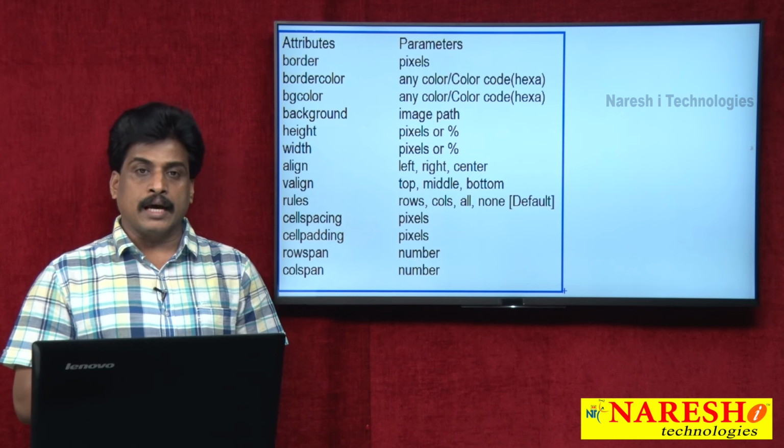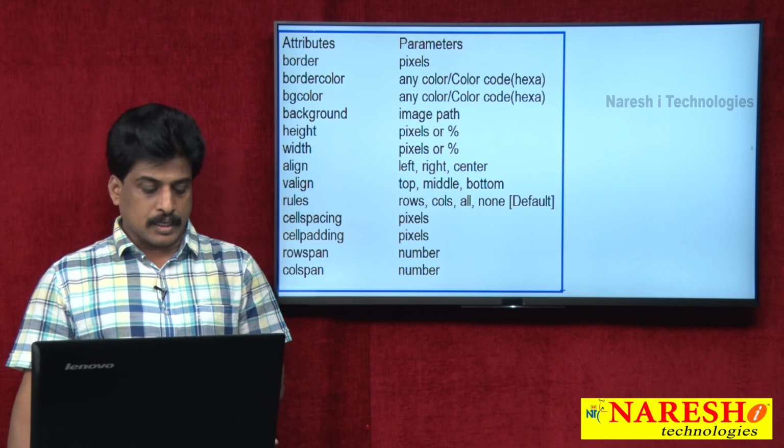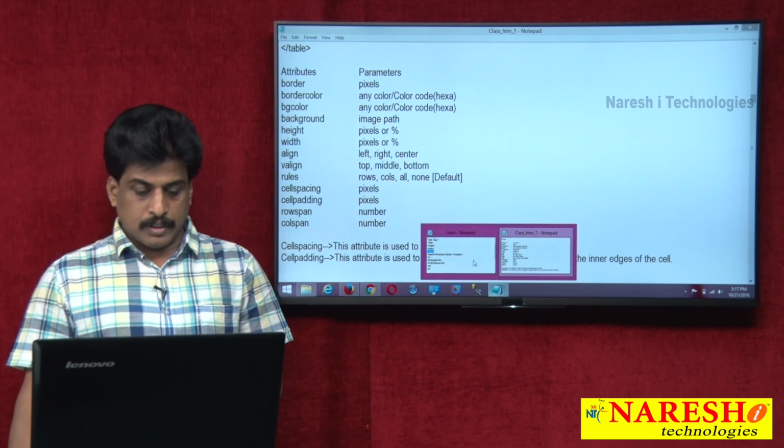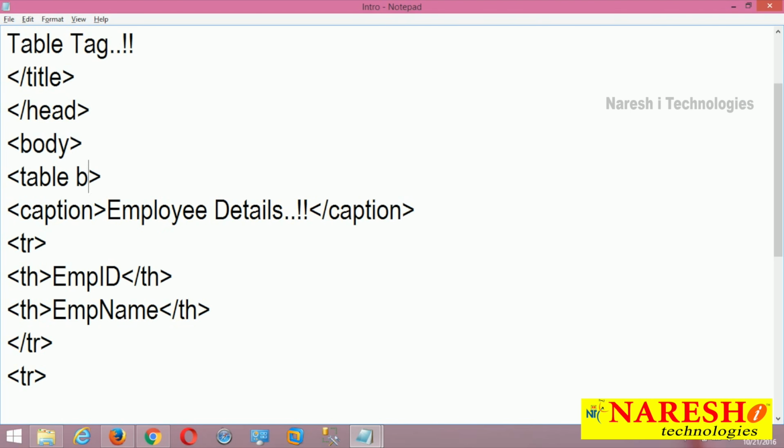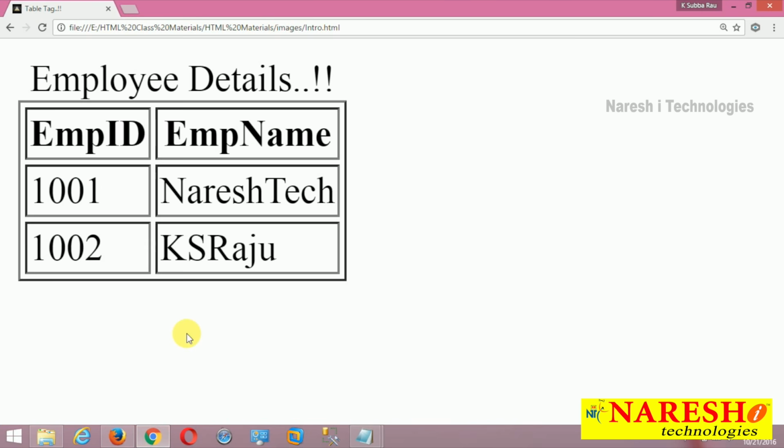Right now I am implementing border. Come back to our source code, open the table tag, and just write border equal to 1 pixel thickness. Come back and refresh. Perfect. But observe correctly: it is not a perfect table.